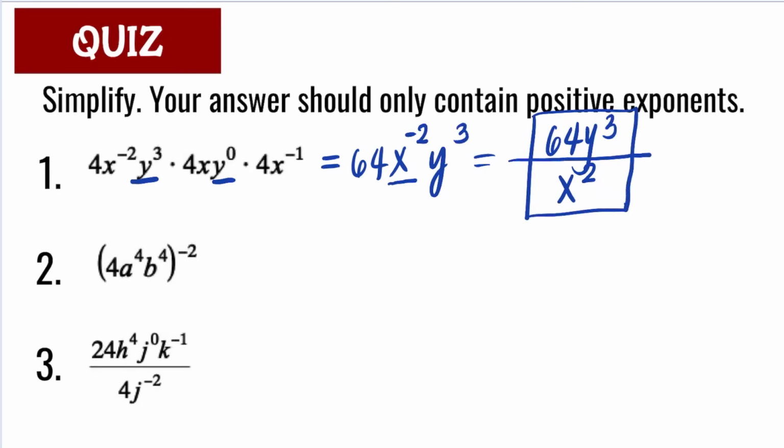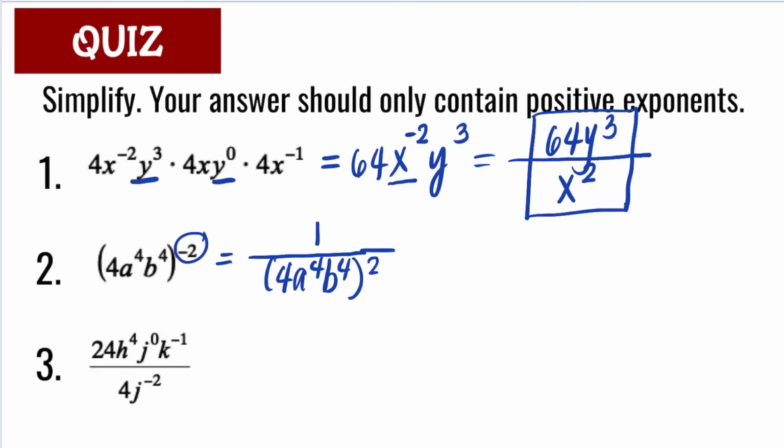Question number 2. The quantity 4a to the 4th, b to the 4th, to the power of negative 2. Problem number 2 has a negative 2 exponent outside the parentheses. So we need to use the negative exponent rule. We need to move the entire term below, and that becomes now 4a to the 4th, b to the 4th, and that turns to positive 2 exponent. There's nothing left on top, so we need to write down 1 over the denominator.